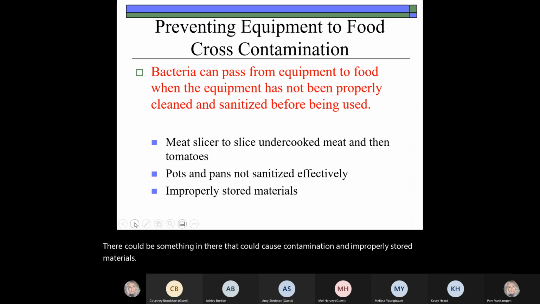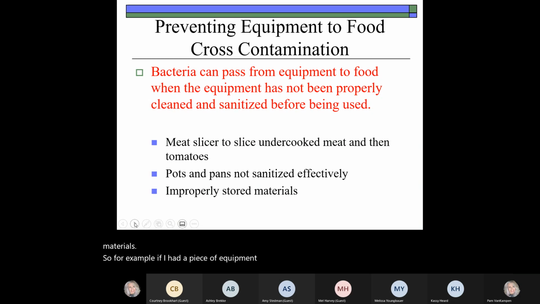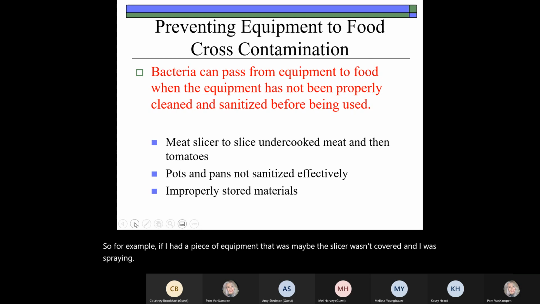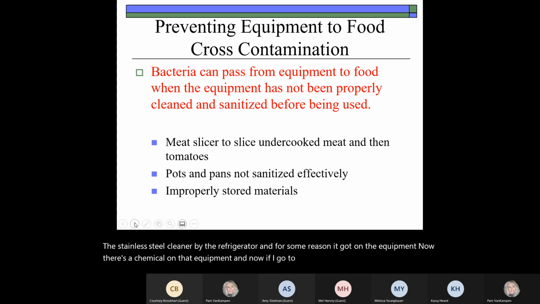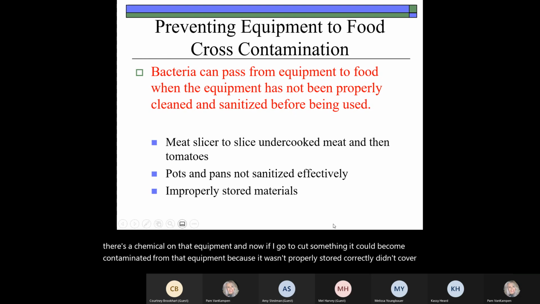And improperly stored materials. For example, if I had a piece of equipment, maybe the slicer wasn't covered and I was spraying the stainless steel cleaner by the refrigerator, and for some reason it got on the equipment. Now there's a chemical on that equipment, and if I go to cut something, it can become contaminated from that equipment because it wasn't stored correctly. I didn't cover the slicer when it wasn't in use.